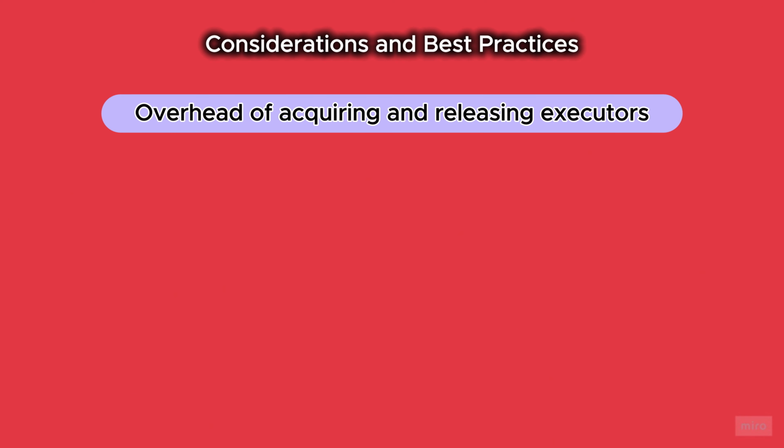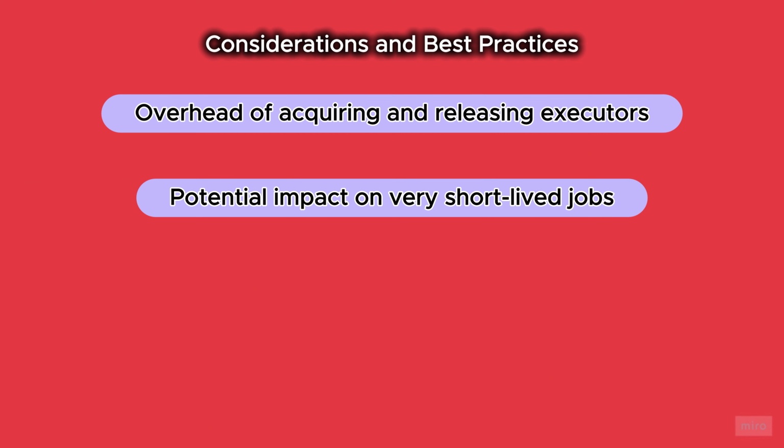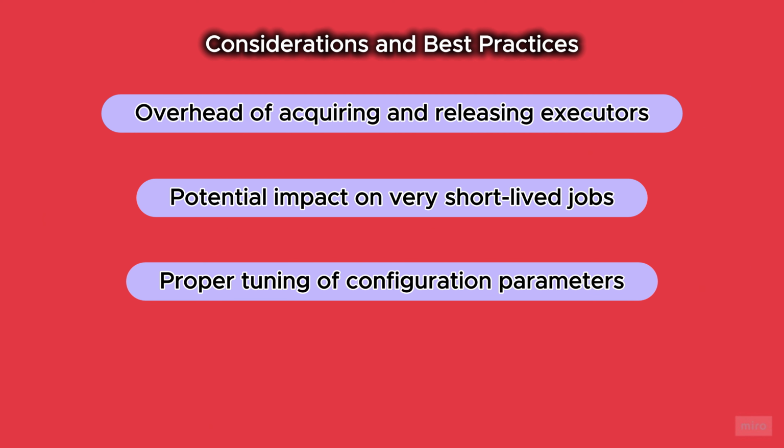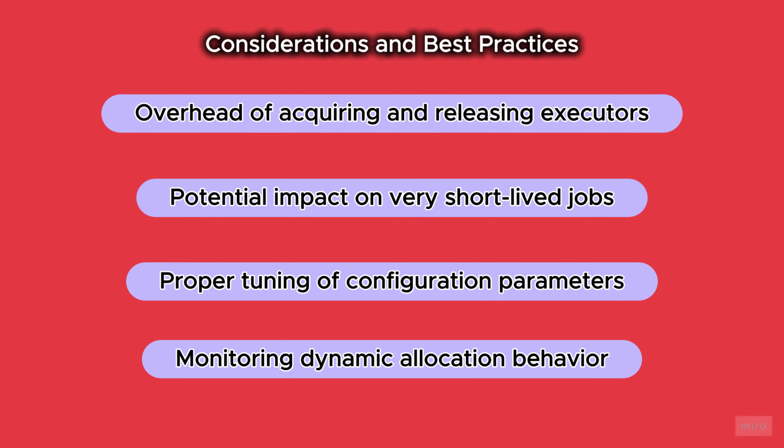While dynamic allocation offers many benefits, there are a few things to keep in mind. There is a slight overhead associated with acquiring and releasing executors. So, for very short-lived jobs, the benefits might be less pronounced. It's crucial to tune the configuration parameters appropriately for your specific workload and cluster environment. Also, it's important to monitor the dynamic allocation behavior to ensure it's working as expected and make adjustments if needed.